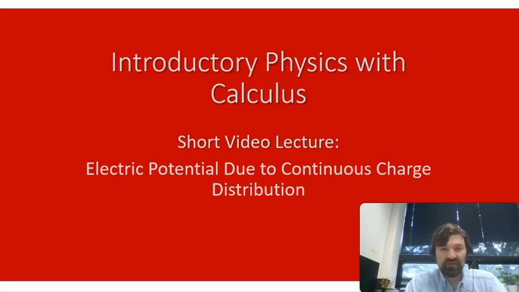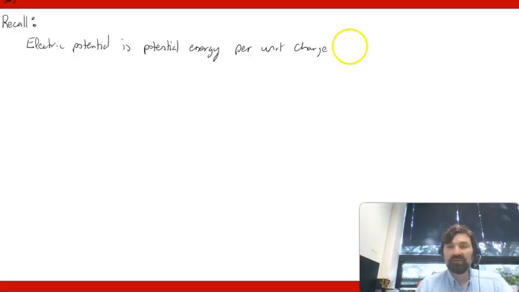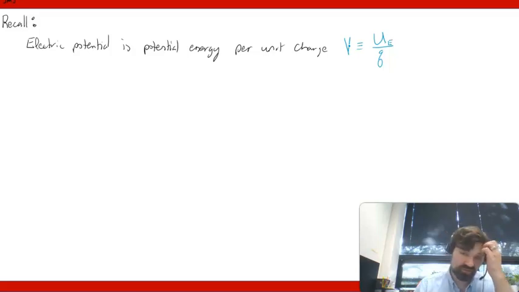Today's video we're going to be talking about the electric potential due to a continuous charge distribution. To that end we need to recall what an electric potential is. The electric potential V is defined as potential energy U per unit charge. If we want to be really formal here, it's the electric potential energy per unit charge. So V is defined as U sub E over Q.